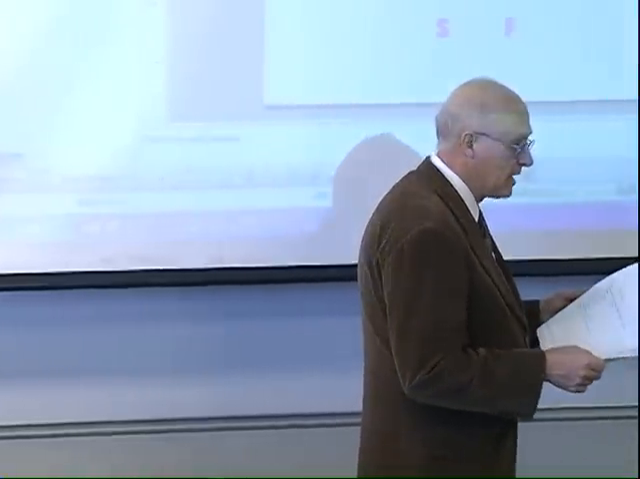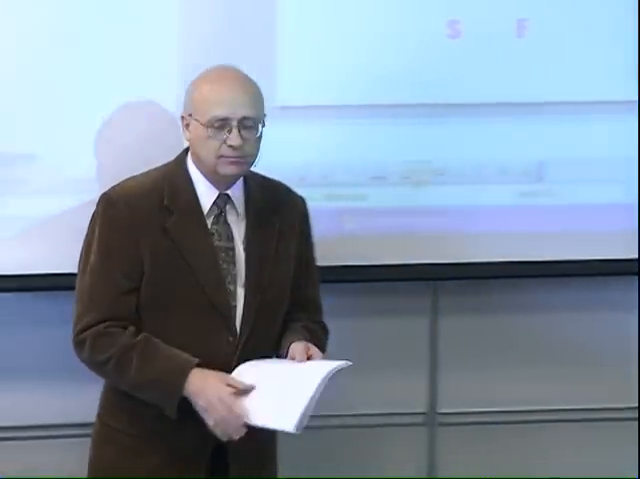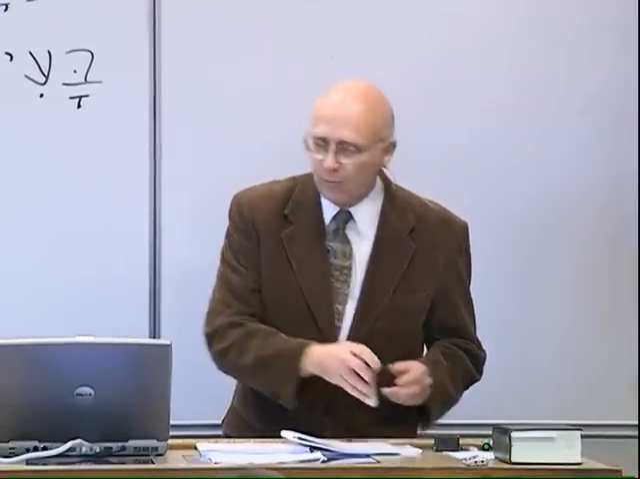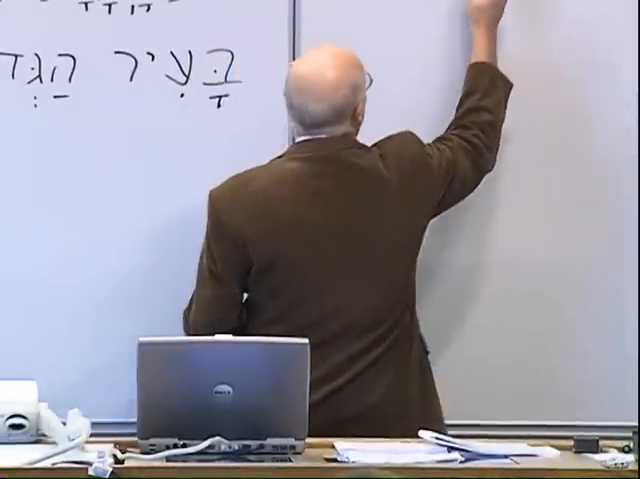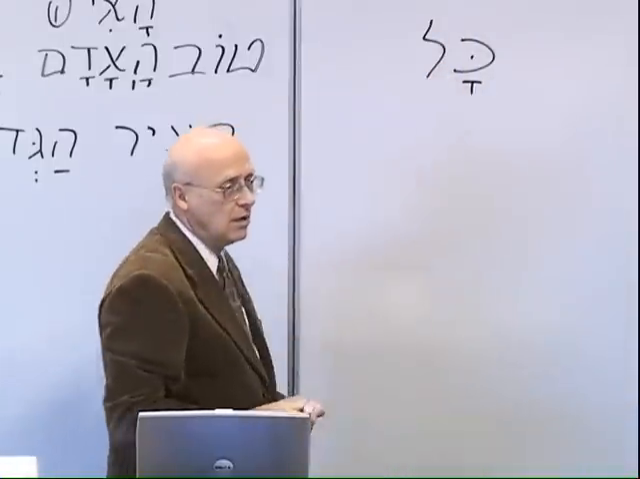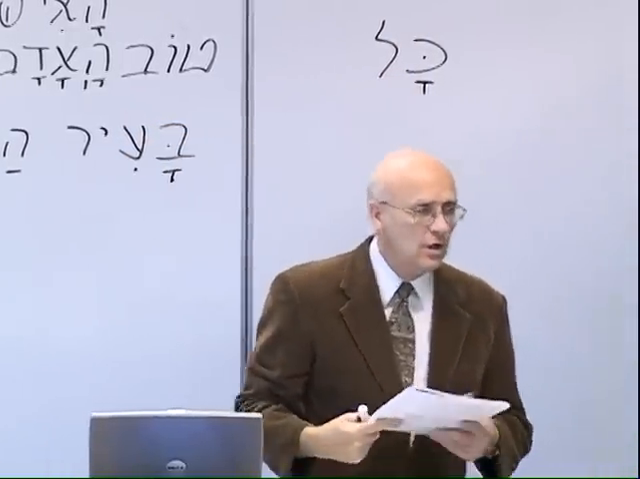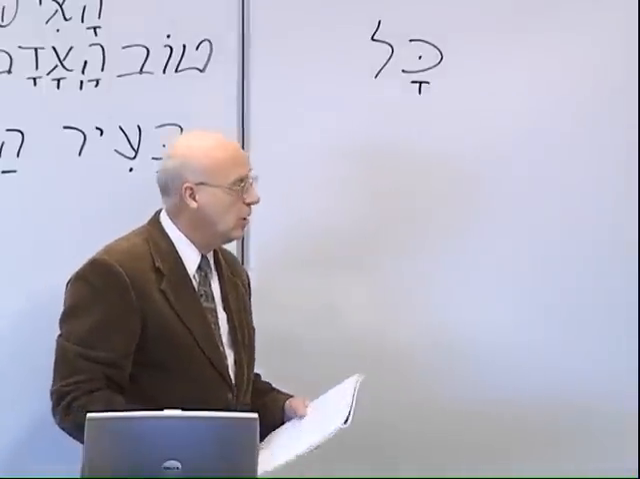Koli. Koli. Did you look back in the textbook and check, see what the construct is? How about kal? Ah, that works better, doesn't it? It's kaf, kametz, lamed. Kal is the shortened form of kol.